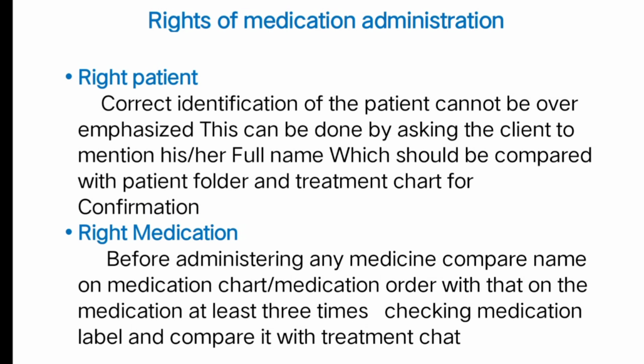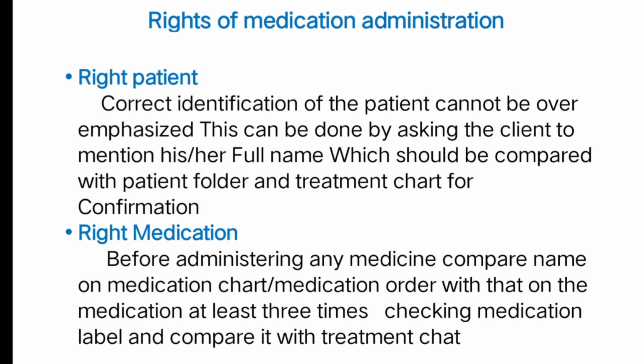Next is right medication. Before administering any medicine, compare the name on the medication chart or medication order with that on the medication at least 3 times. Check the medication label and compare it with the treatment chart. So I will see the medication, then compare it with the prescription chart given by the doctor. In every patient's file there will be a prescription chart, and that prescription will be provided and signed by the physician, and in some hospitals even a countersign is done by other physicians.